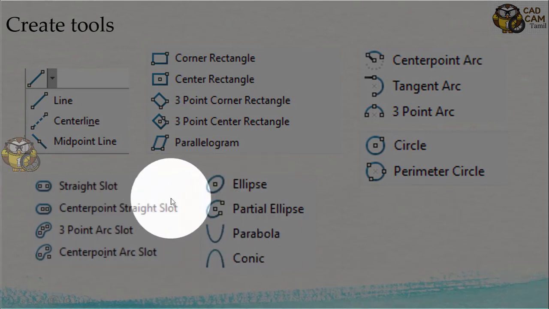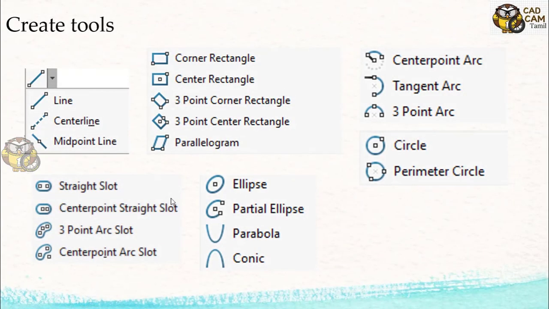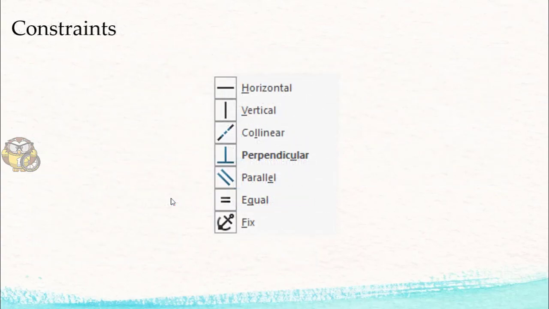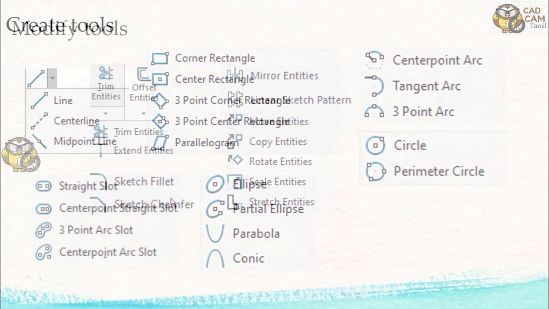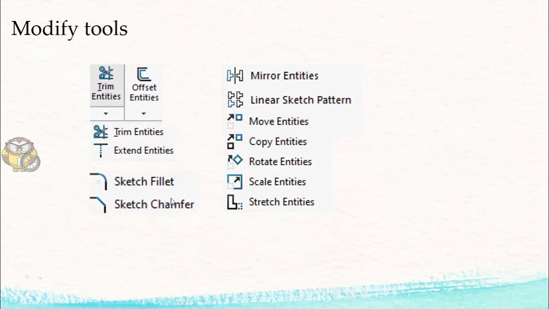So this is our first session. We are going to take this one, and at the end of the session we have some drawings. But before that, we have the modify tools. They are very normal ones, like trim, mirror, patterns, move, copy, rotate. These are the things in the modify tools.